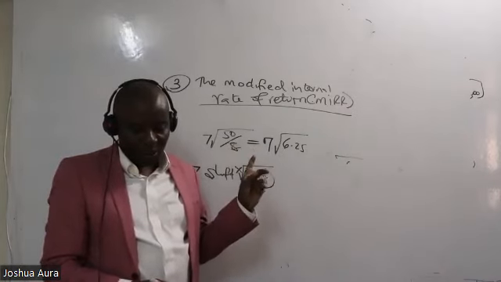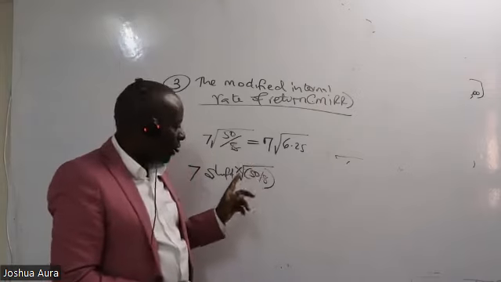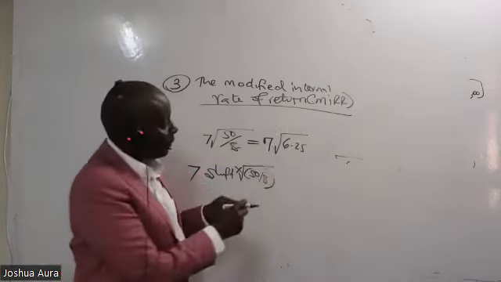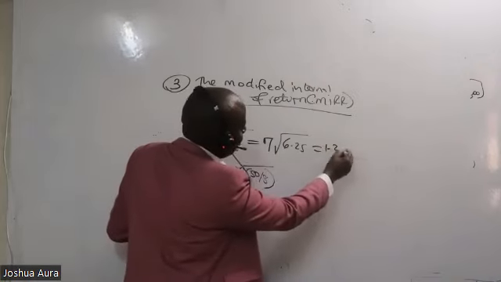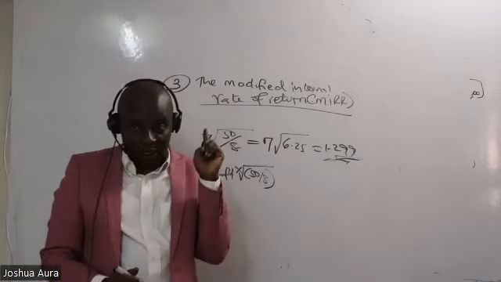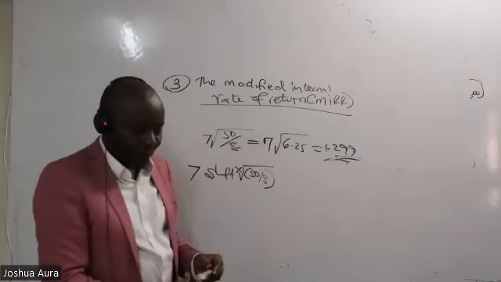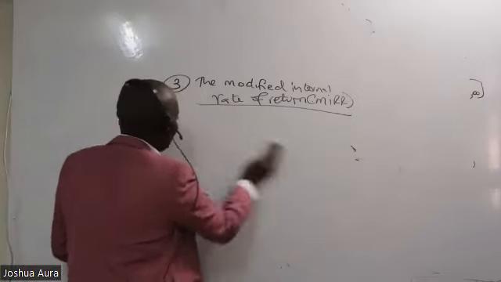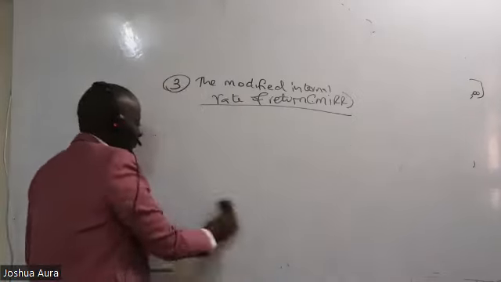So all of us, are we comfortable with this? What figure are they getting at the end of the day? 1.29. The final answer is 1.299, like that. So all of us, are we now comfortable with this? Thank you so much. Then how do we get this MIRR, which is an appraisal tool?